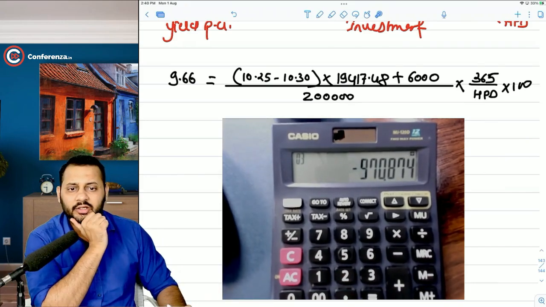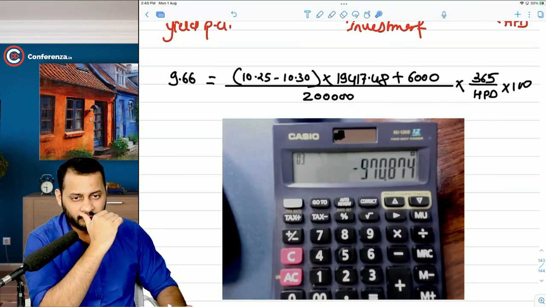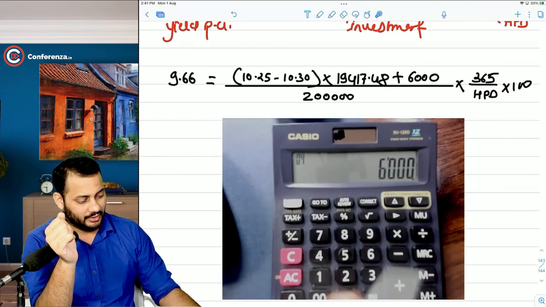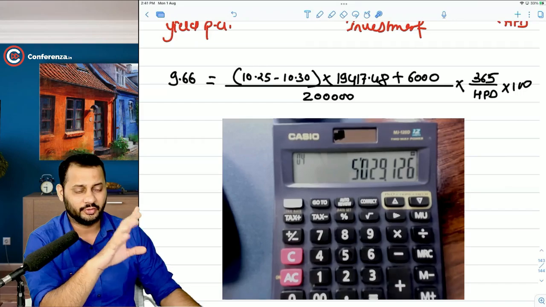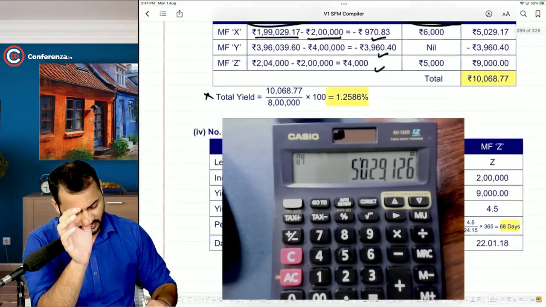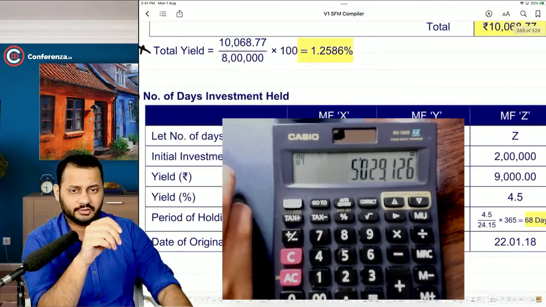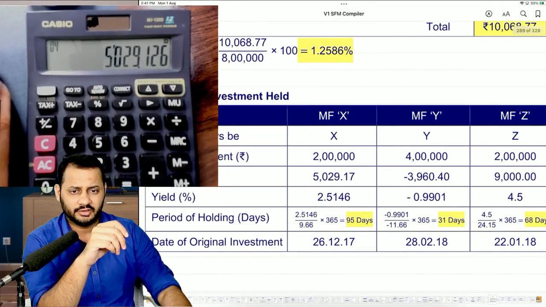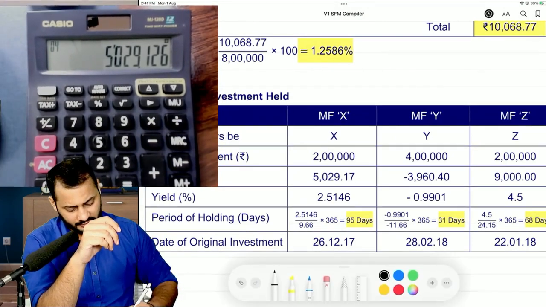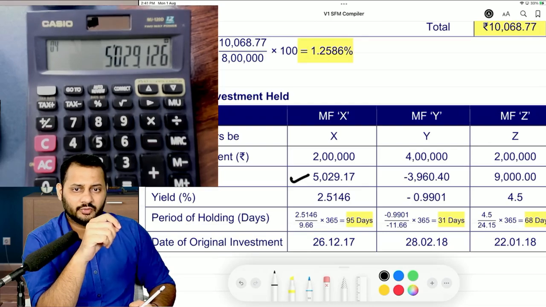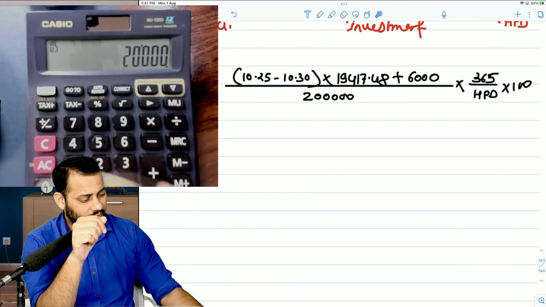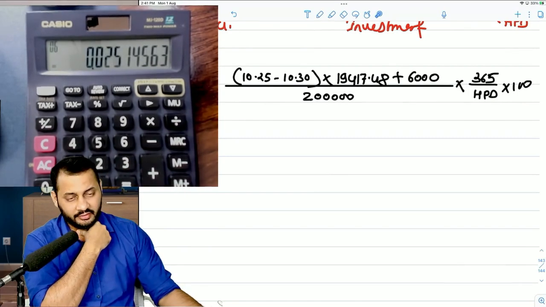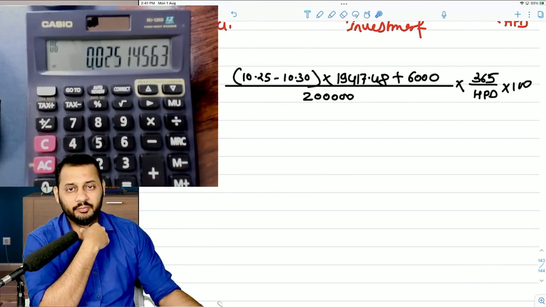It's actually a capital loss to us, 970 point something. In that we are going to add the dividend of 6000 rupees. So this is the total yield, 5029. I think we have this in our question here as well. See, 5029. You can clearly see this. This 5029 will then be divided by the total investment of 2 lakhs. This is your return, your holding period return.